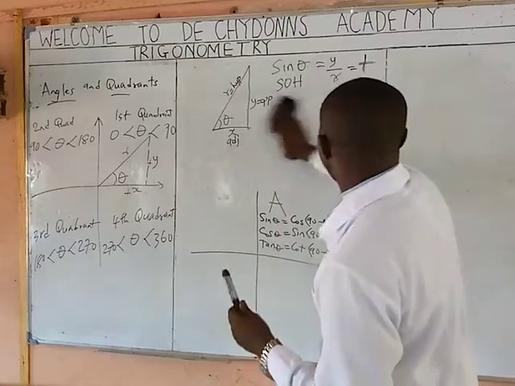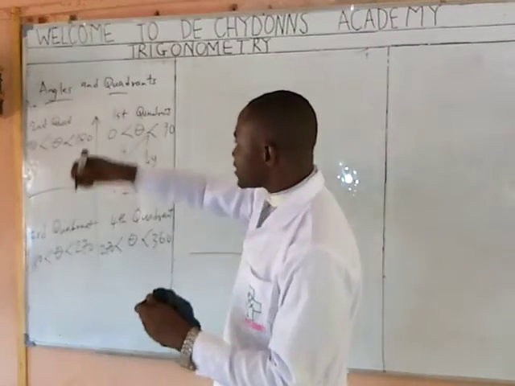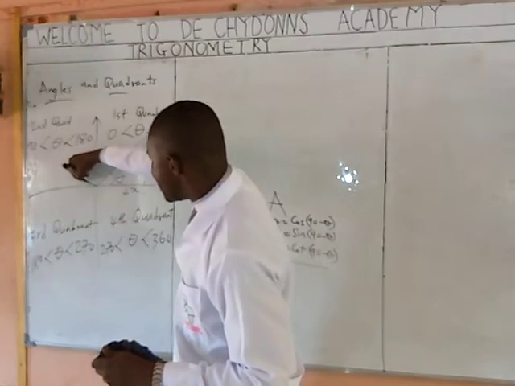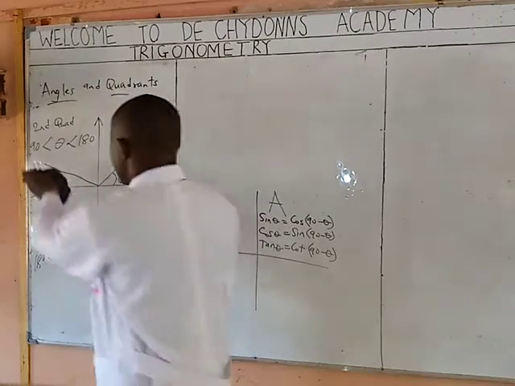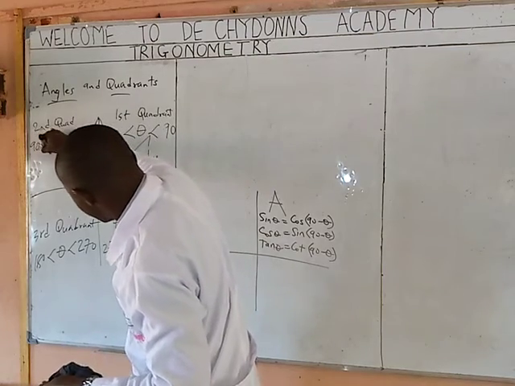We go to the second quadrant to see what happens there. In the second quadrant, there will be another line that will move. There will be another line that will move from the middle.